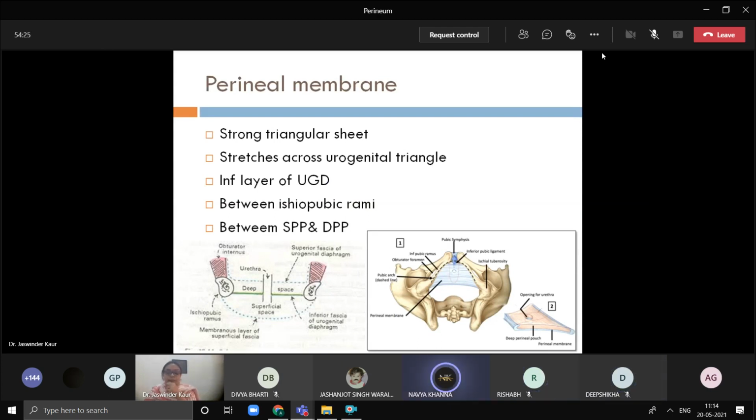Now next important topic is the perineal membrane. This we have already done. So this is a strong triangular sheet which stretches across the urogenital diaphragm.